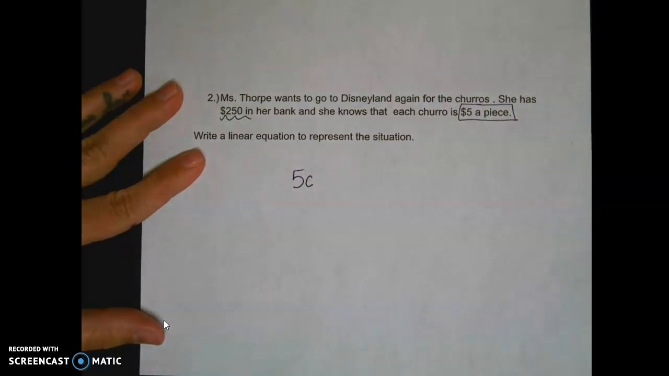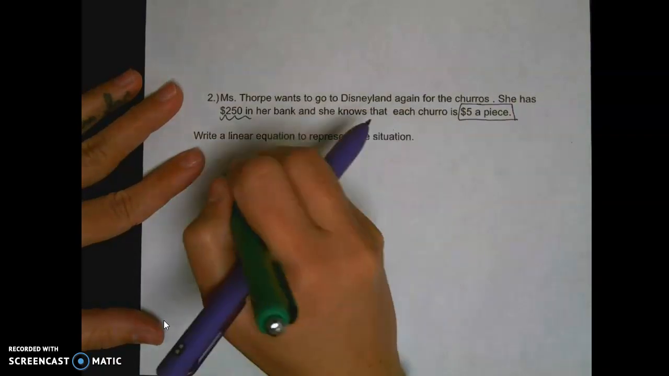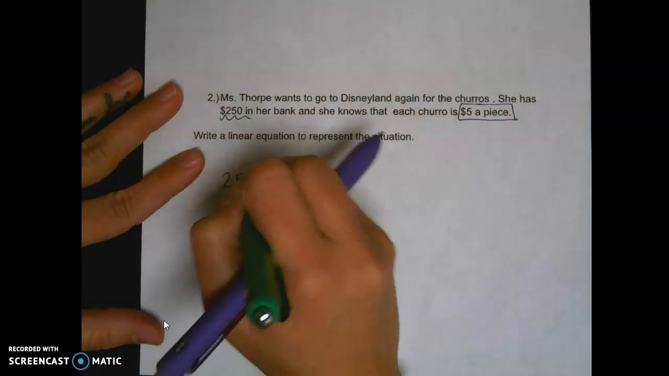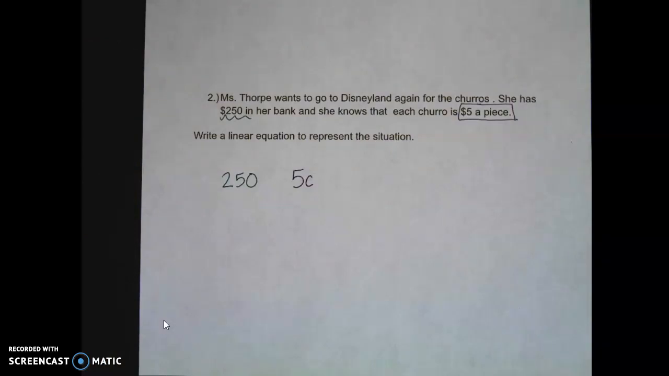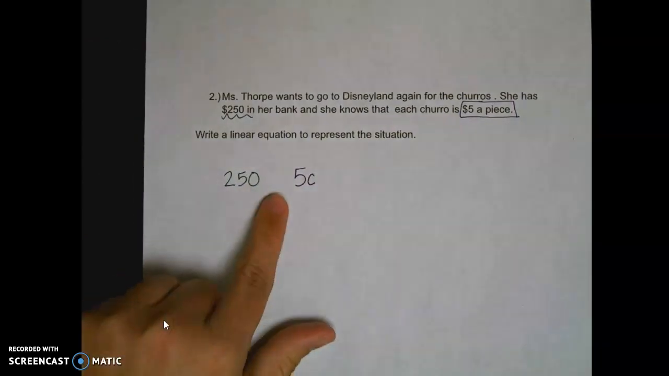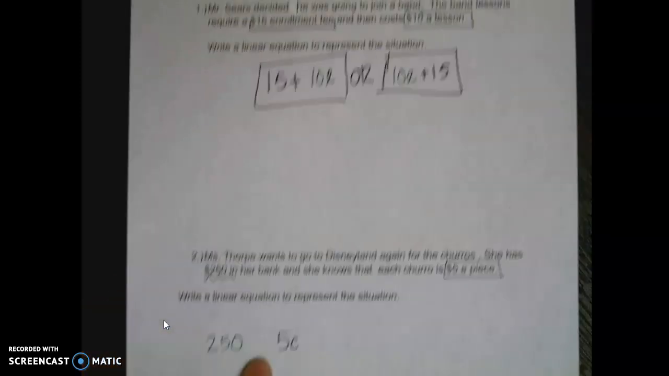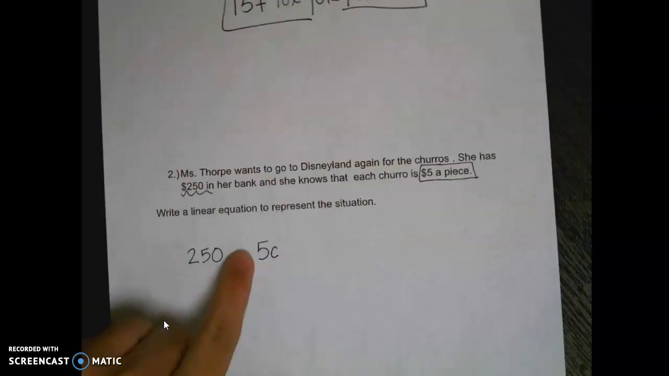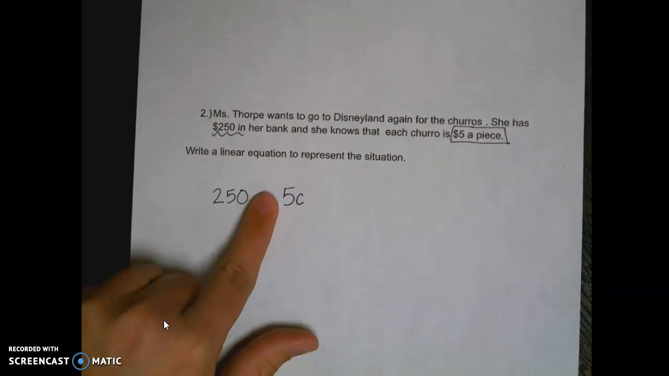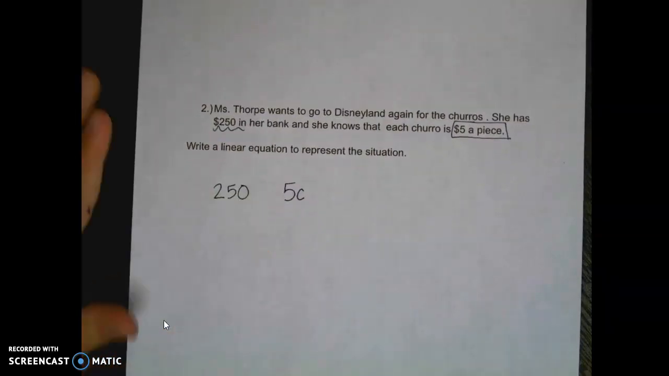So I have $250. Each churro is $5 a piece. Now, between these two numbers, do you think there's going to be a plus sign, like the last one, or do you think it's going to be a minus sign? It's going to be a minus sign.